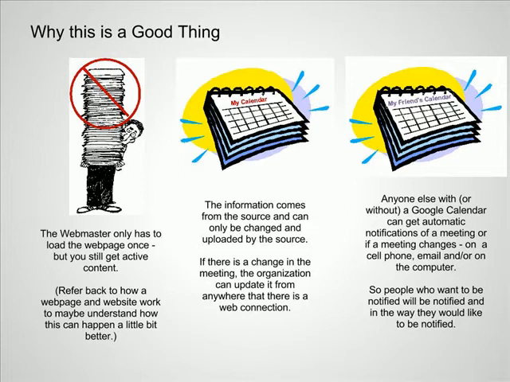Totally communication friendly. From your phone, from any internet connection, you can log into your Google Apps account. Anyone else with or without a Google Calendar can get automatic notifications of a meeting, or if a meeting changes, on a cell phone, email, and/or the computer. You can put it up where the feed is automatic, an RSS feed or what have you, or they can just check it every day.